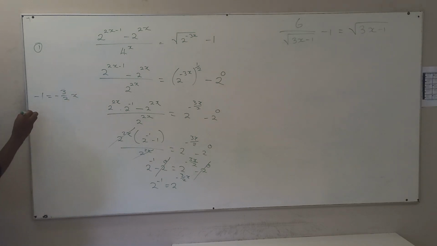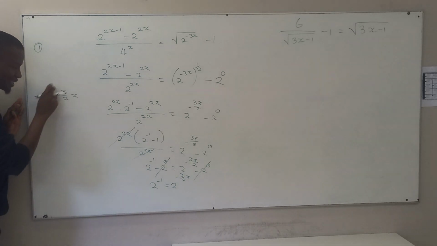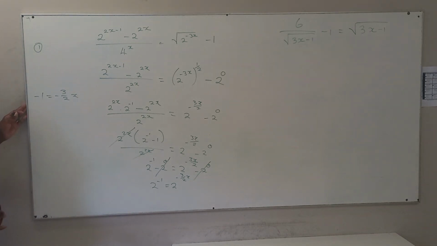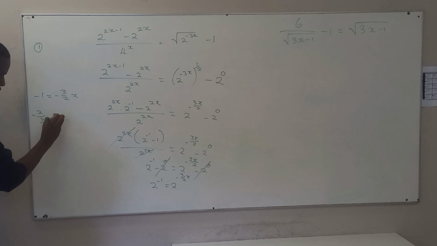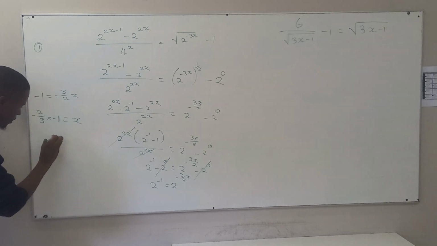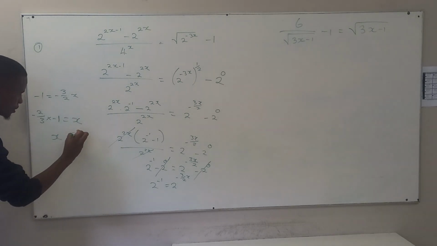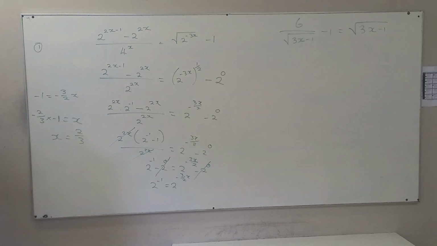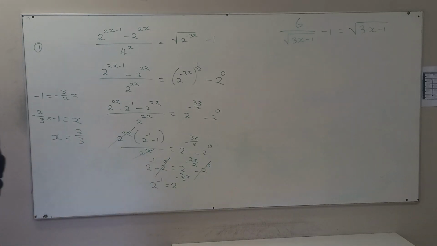So we multiply by negative 3 over 2. It's okay, you can divide by negative 3 over 2, but I'm going to multiply by 2 over 3. So it's negative 2 over 3 multiplied by negative 1. If I multiply by the same thing this side, they'll cancel each other, right? So this is x. Then x is equal to positive 2 over 3. And that's how you solve it.